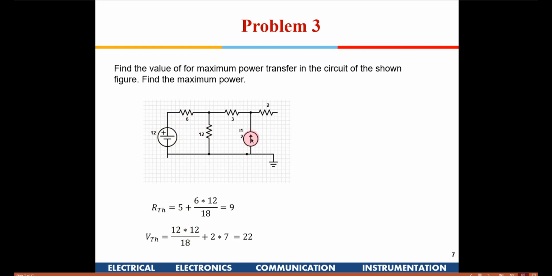Similarly, when this current is flowing, I am going to put a short circuit here. This current is flowing here, right? It is flowing across 3 ohms plus parallel of 6 and 12. 6 and 12 parallel will be 4 plus 3, 7, so this 2 amperes into 7. So this is the Thevenin voltage, which is 22 volts. Okay, this is 9 ohms.